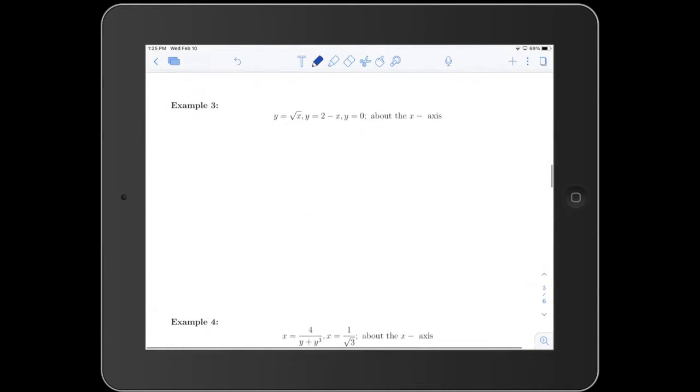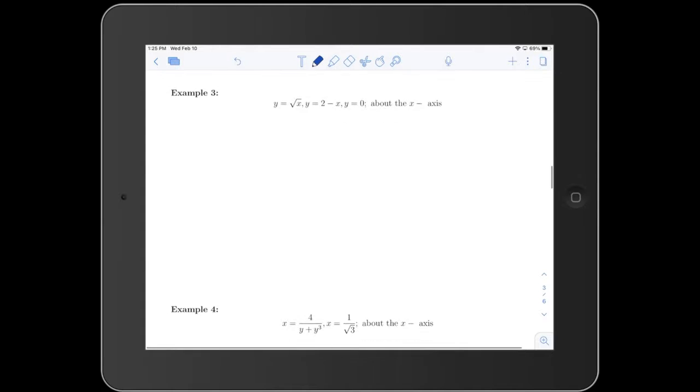Okay, we got 2 more examples, so we're going to go a little bit quicker because we know what to do now, except we have rotation of R in a different direction. Here I have examples 3 and 4, and we're going to be revolving our R about the x-axis. Let's see how we handle these situations.